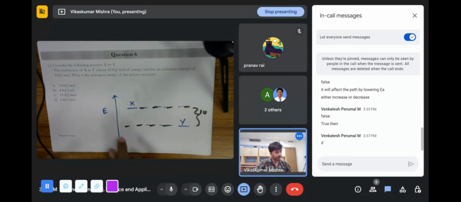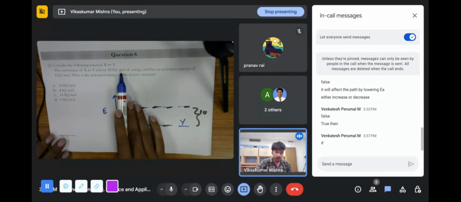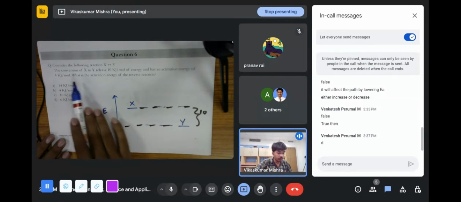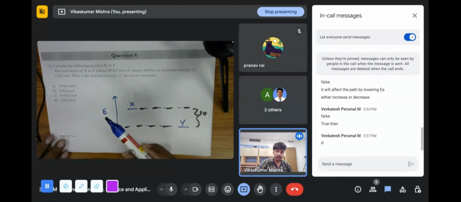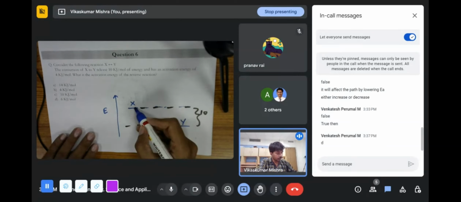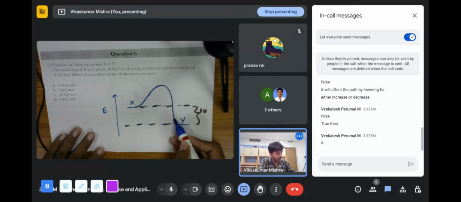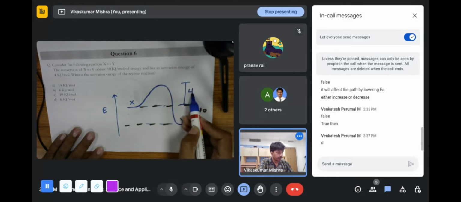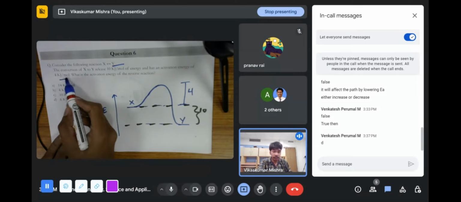Now let's move ahead. The conversion of X to Y releases this much of energy and has an activation energy of 4 kilojoule per mole. So to convert X to Y will need the activation energy, and that is something around 4 kilojoule per mole. Since it is having the activation energy, let's make it, and the activation energy of 4 kilojoule per mole. So this particular height is around 4 kilojoule per mole. Let's not bother about the unit because units of both of them are same.